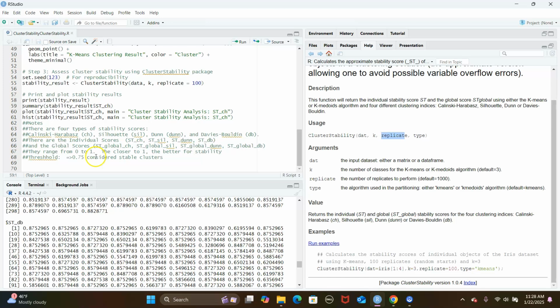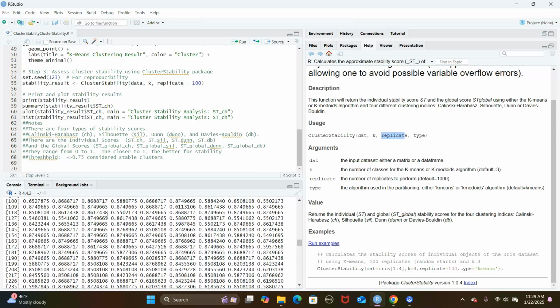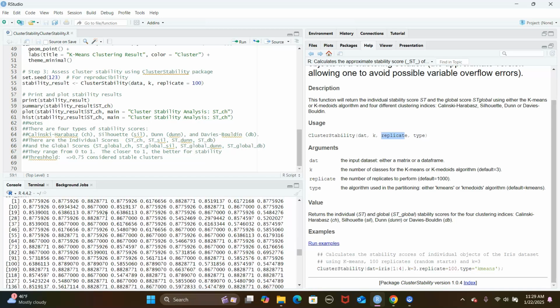These scores range from 0 to 1. The closer to 1, the better for stability. And usually, as a rule of thumb, we hope to see values greater than or equal to 0.75 to consider the clusters to be stable. Okay, so here, each individual data point has a score.